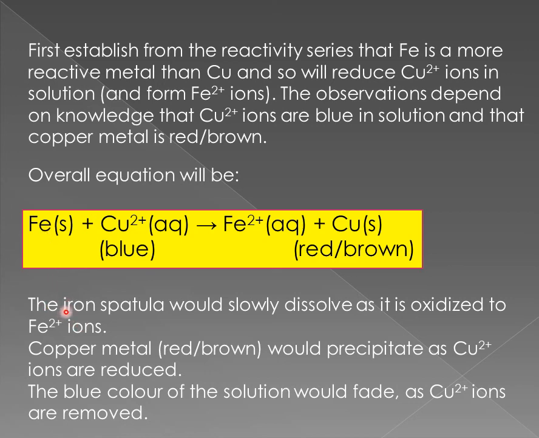So here's the answer. The iron spatula would slowly dissolve as it is oxidized to iron ions, and copper metal, red brown, would precipitate as copper ions are reduced. The blue color of the solution would fade as copper ions are removed.